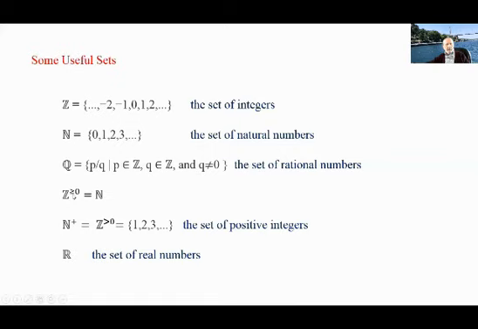Obviously, the set of n in Z greater than 0 is equal to the set N. N plus is Z greater than 0, which is 1, 2, 3. It's the set of positive integers. R is the set of real numbers. We will be using these sets quite a bit.